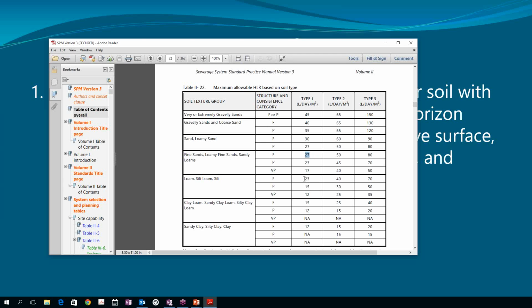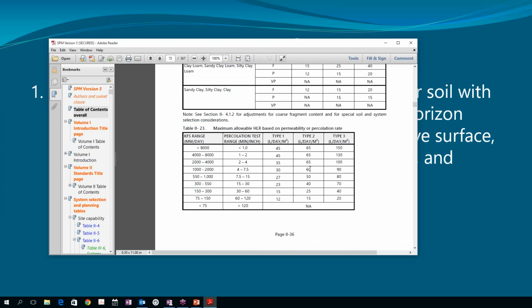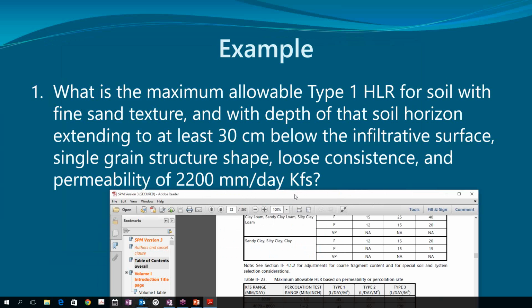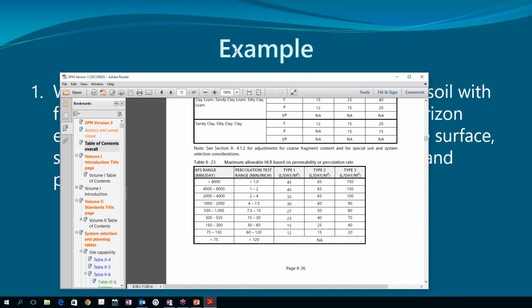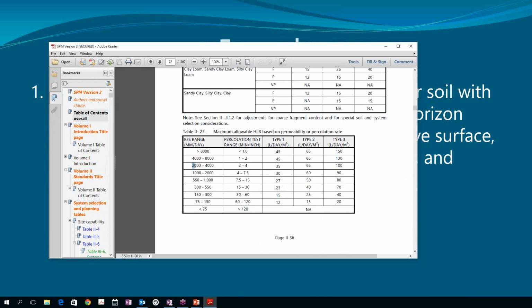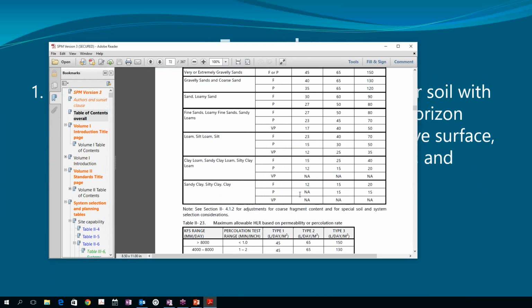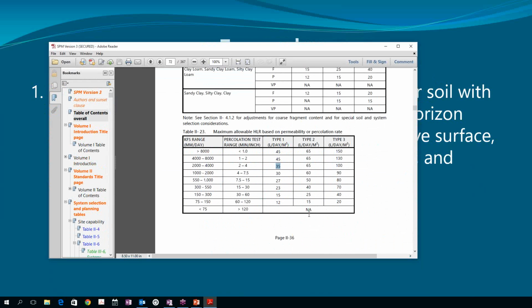Fine sand texture. Favorable. Okay, 27. So now our next check is against permeability, and the question said 2200 millimeters per day field saturated conductivity from permeameter testing. So 2200 falls in here, and it's still type 1, and now our hydraulic loading rate is 35. We had 27 from this table, and we have 35 from this table.